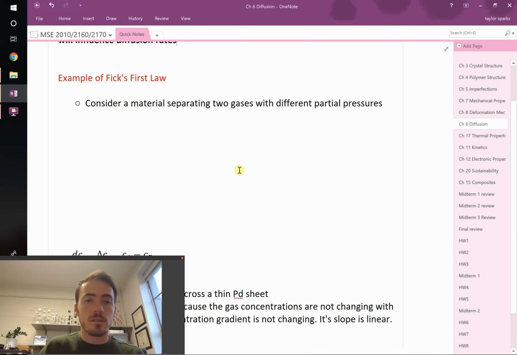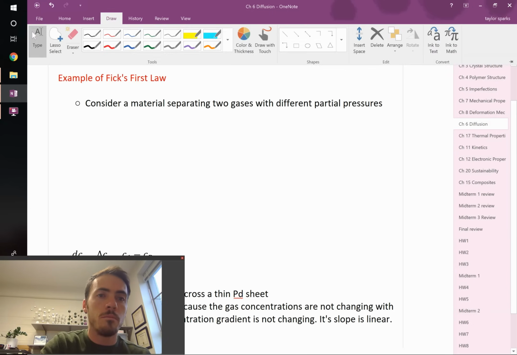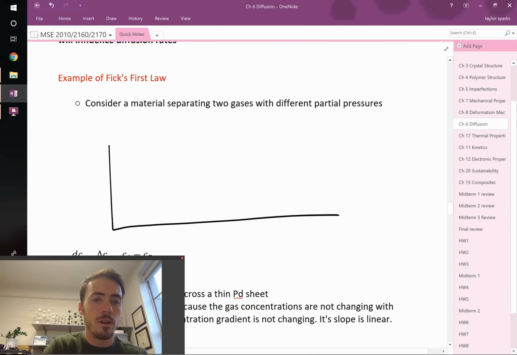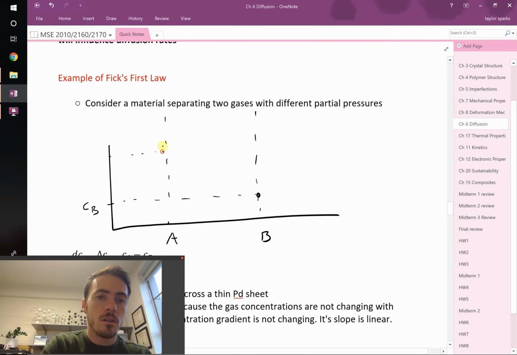So let's go ahead and get started on this one. We're going to start by drawing an axis to represent this, right? So let's draw a concentration profile. Here we've got the concentration at side B, so I'm going to draw the two sides of our material. This is where the material starts, and this is where the material ends, side B. This would be the concentration of the gas at the outside, okay? This over here would be the concentration of the gas on the inner wall of the container.